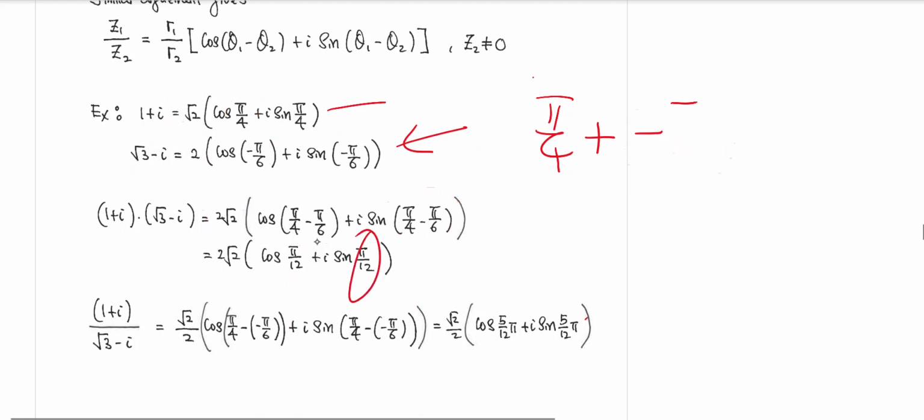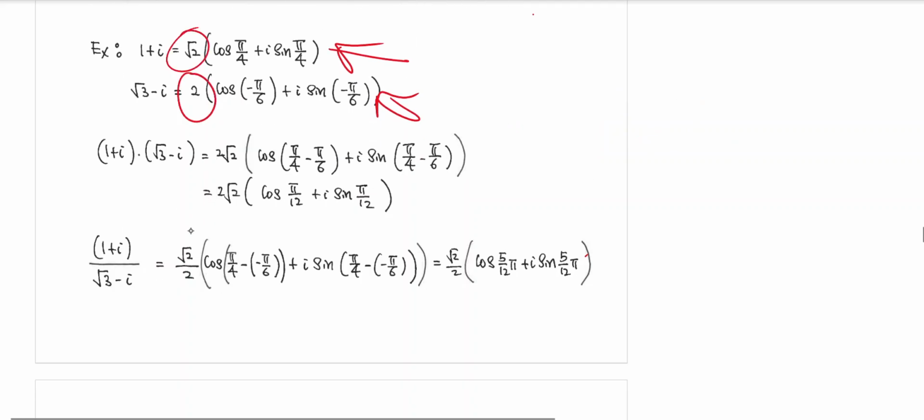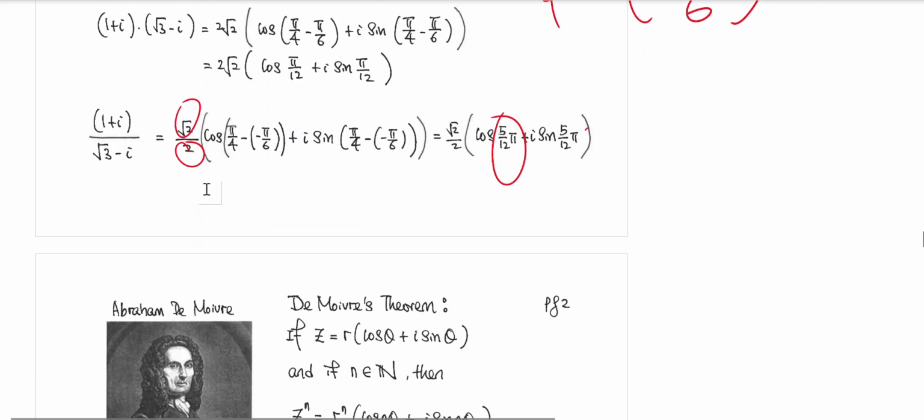So if you want to do divisions, and you already have the polar representations for these two complex numbers, you would take the ratio of these two moduli, and then here, instead of adding, you would subtract. So you have pi over 4 minus pi over 6. That is how you get 5 over 12 pi. So this is how you do multiplications and divisions if you already have the polar representation for the complex number.